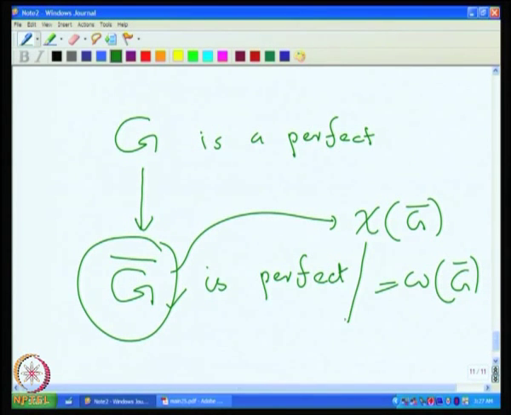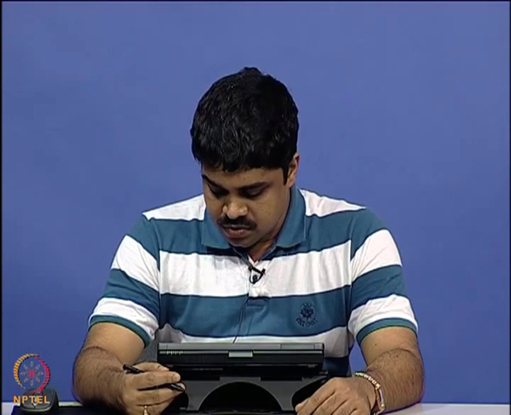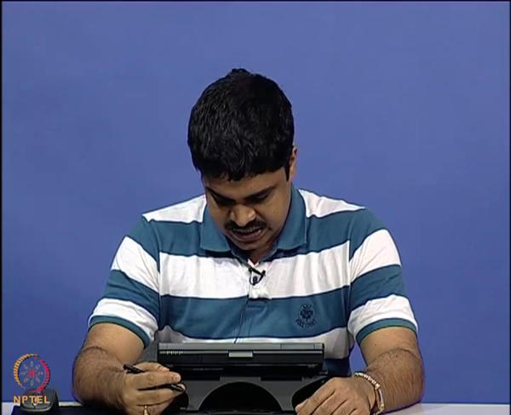So, that means we have to prove that this chi will become the clique cover number in G, right, the clique cover number in G, and the omega of G bar will become the alpha of G, this we know, alpha of G. So, now the point is to show that we have a clique cover of G using exactly alpha of G number of cliques.